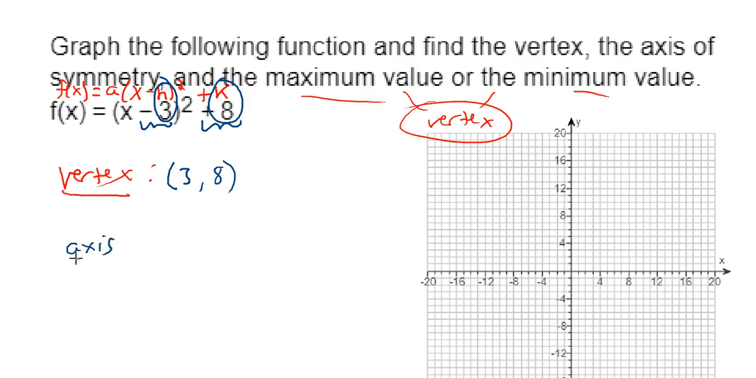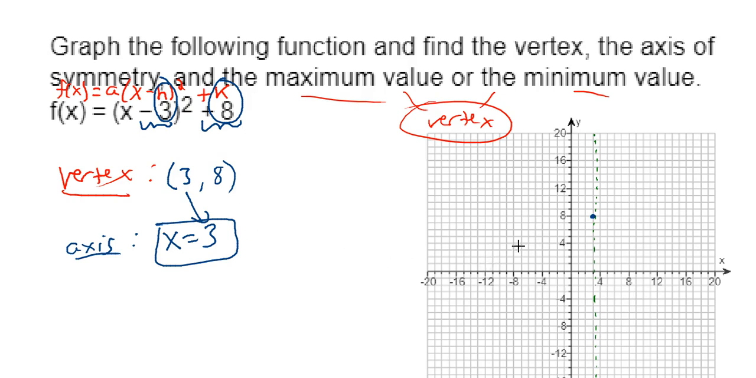My axis of symmetry is going to be at x equals 3. So it's going to be x equals whatever the x-coordinate of the vertex is. So we have the point 3, 8, which is going to be located right here. And then we have the axis of symmetry, which is the vertical line that passes through the vertex. All right.